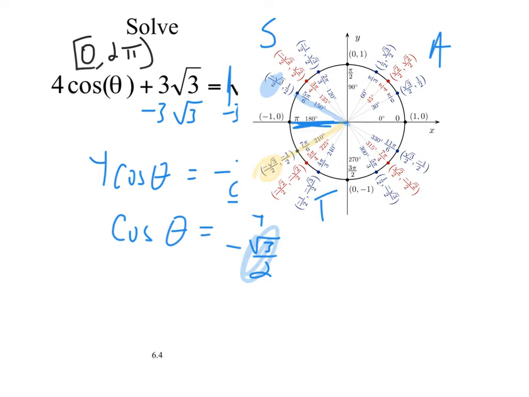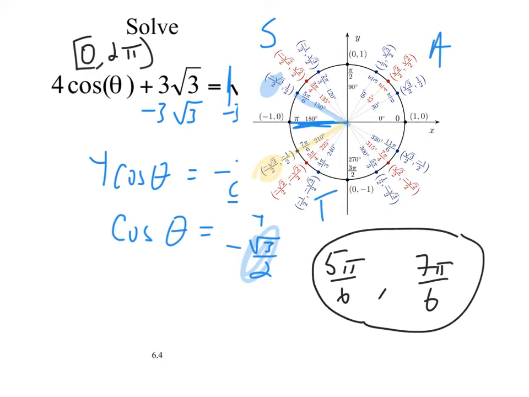I'm seeing 5 pi over 6, and I'm seeing 7 pi over 6. And we'll just stop there because they didn't tell us to do anything else. So those are the two solutions. And we could graph this side and the other side and see where they cross on Desmos. That'd be a good check. We want you to be able to do this algebraically too.